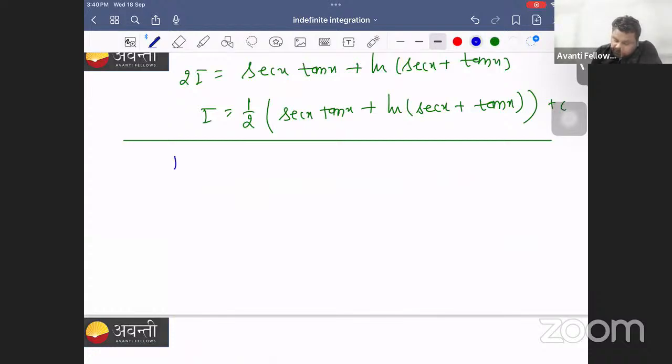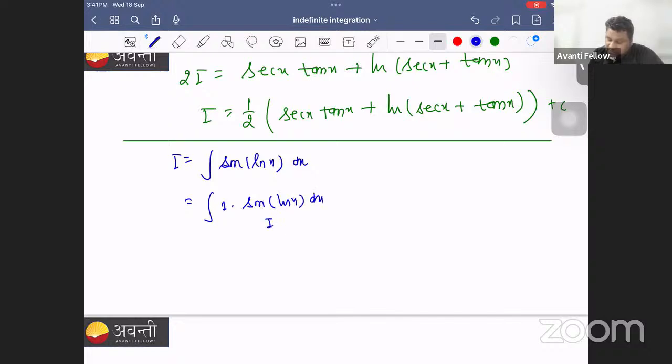Now next. I equals to integration sine of ln x. This question came in JEE multiple times. Sine of ln x dx. Again use by parts considering 1 as a second function. So 1 into sine of ln x dx. So now this is your first, this is your second.